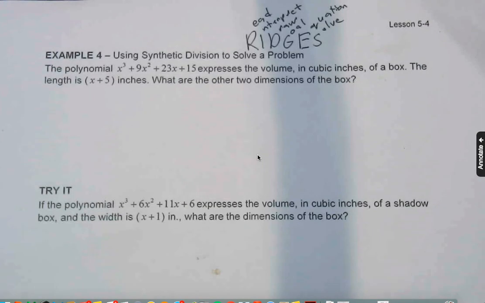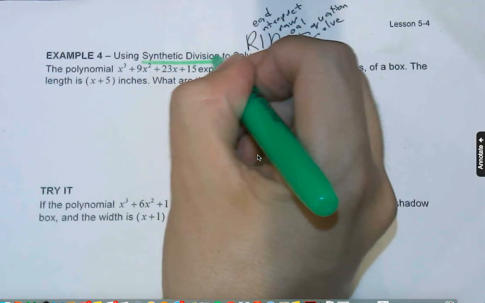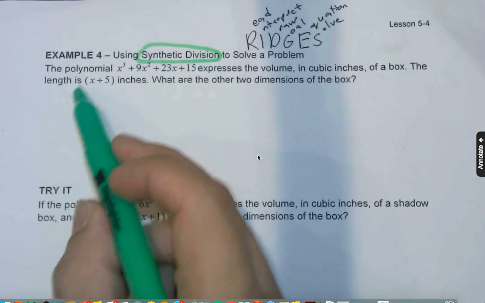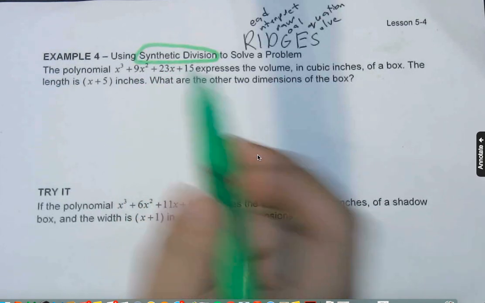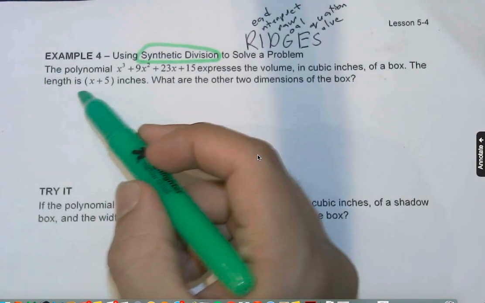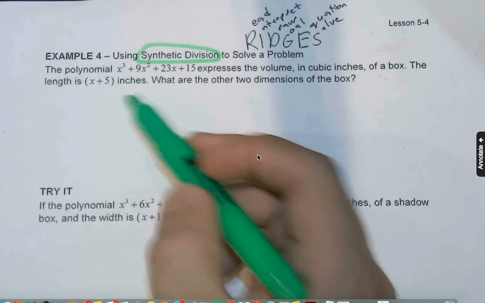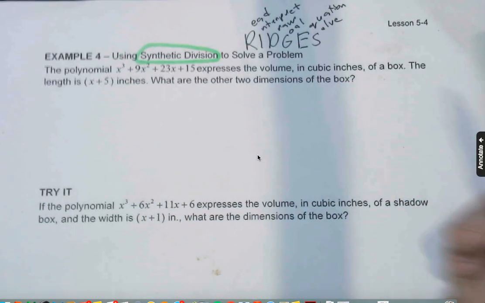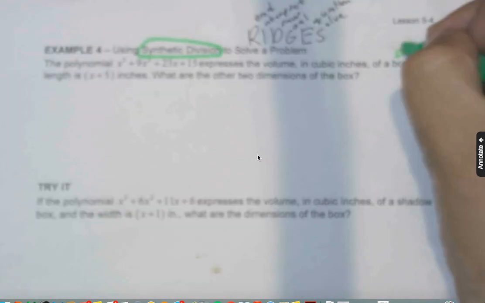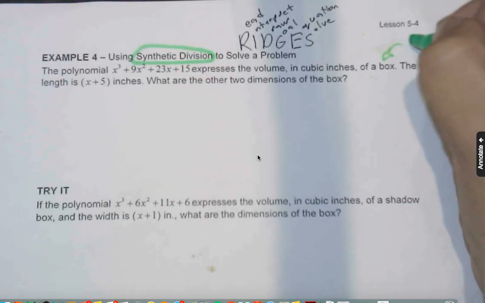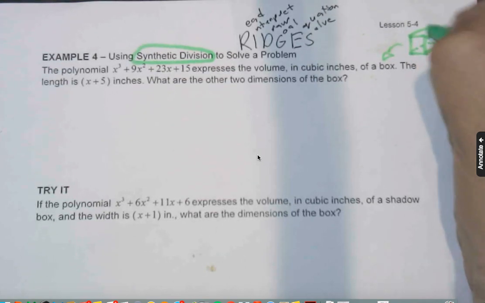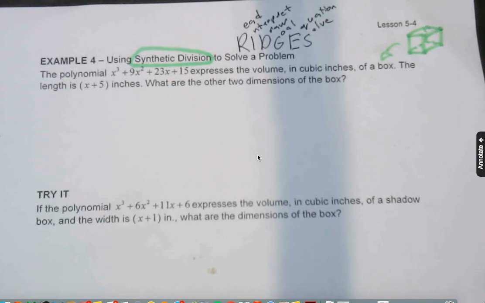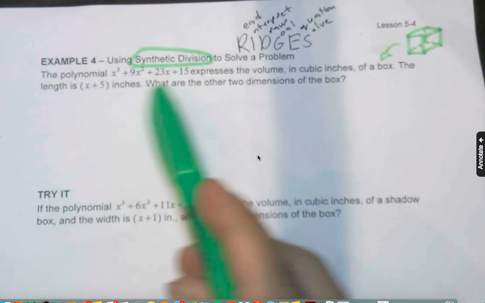So this is kind of allowing us to run free with synthetic division to solve this problem where we have a polynomial x cubed plus 9x squared plus 23x plus 15, which is expressing the volume in cubic inches of a box. The length is x plus 5 inches. What are the other two dimensions of the box? So of course, when you go to IKEA or you've ever ordered something from Amazon, the box is most likely not going to list dimensions that are these polynomials, but this is kind of a fun word problem to work through. So I'm pretty confident I understand what it's asking.